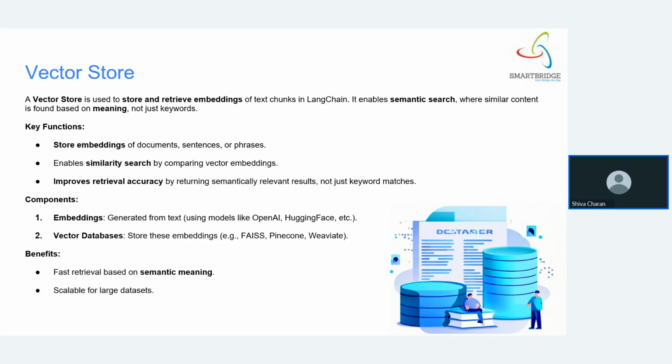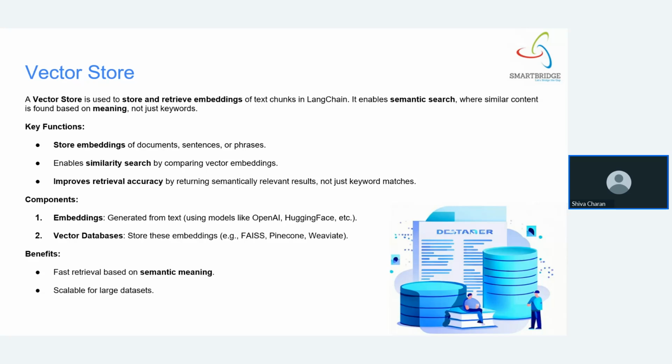So what it is saying: a vector store is used to store and retrieve the embeddings of text chunks in LangChain. It enables semantic search, where similar content is found based on the meaning, not just the keywords. And what are the key functions for it? It will store the embeddings of the documents, sentences, or phrases. It enables similarity search by comparing the vector embeddings. Everyone knows the vector embedding similarity search, right? Semantic search, similarity search. Fine.